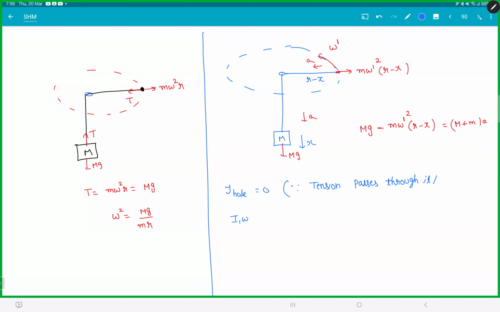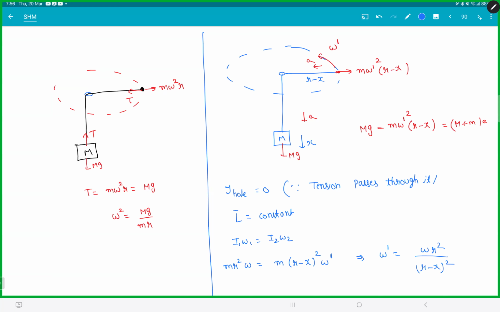Therefore, I1 omega 1 is equal to I2 omega 2. L is constant. So the initial angular momentum will be m r square omega, which is equal to m, now the distance has changed, (r minus x) whole square into omega dash. So from here I get omega dash is omega into r square by (r minus x) whole square. This is your new angular velocity.